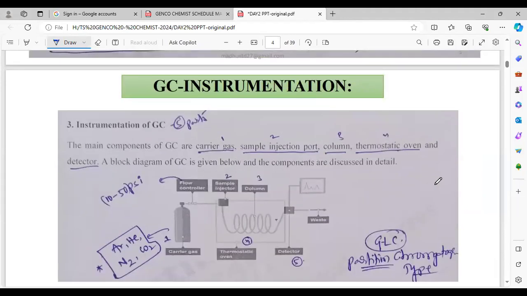Now, this is the GC instrumentation. Mainly, there are five components in this instrumentation. What is the first one? Carrier gas. The second one is the sample injection port. Third is the column. Fourth is the thermostatic oven. And the fifth one is the detector. In this detector, you are going to get the chromatogram.